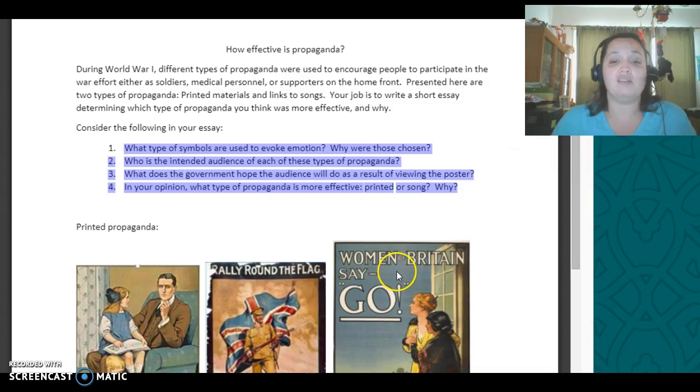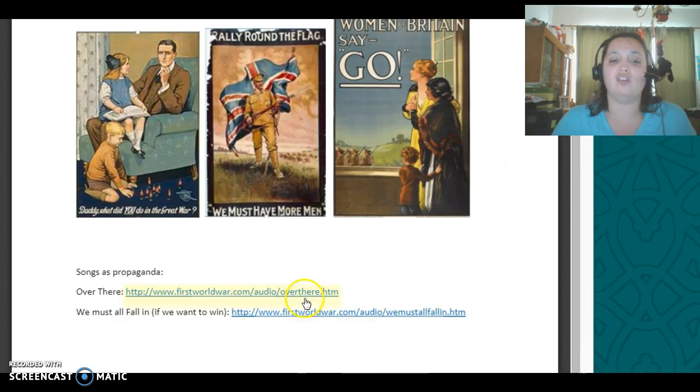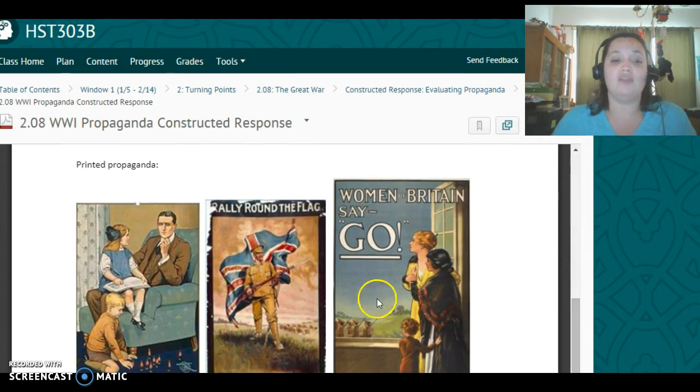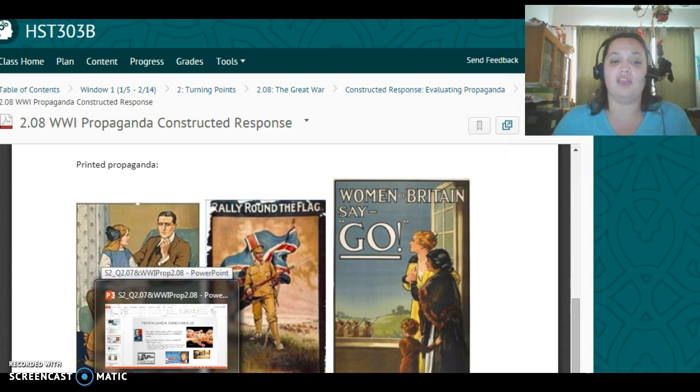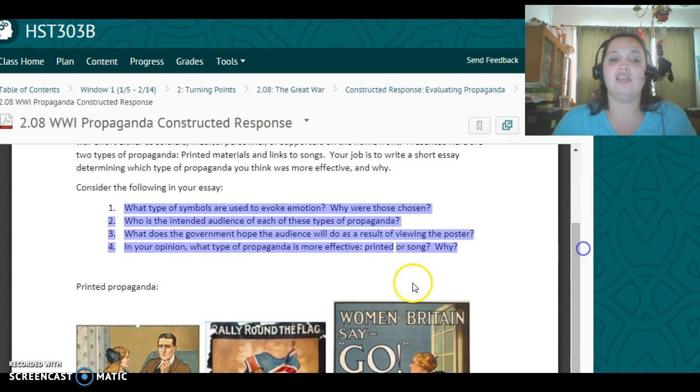There's 3 pieces of printed propaganda that we want you to look at, and you need to use those 3. You don't have to go looking through the internet to find more. But also, if I keep scrolling down, you'll notice that there's 2 songs. So I am looking at 3 posters or printed pieces of propaganda and 2 songs in this constructed response. So you don't have to go looking for anything. It's all right there. And I'd like to consider these 4 questions.